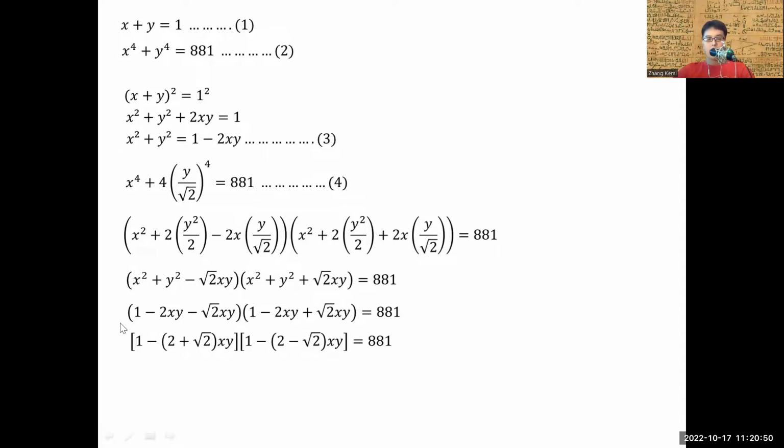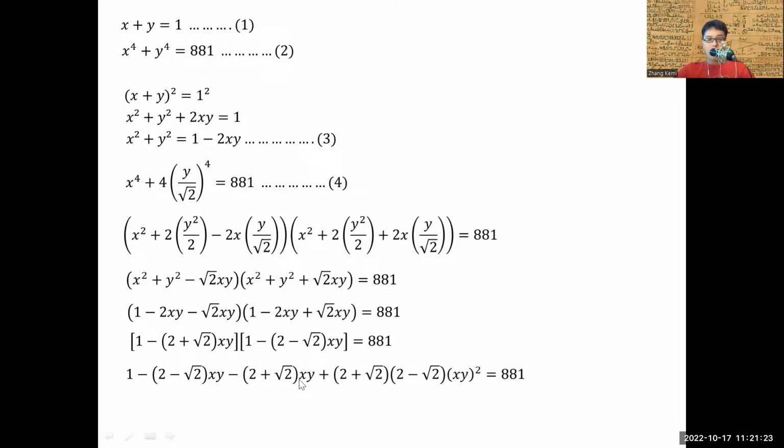And now I'm going to expand these terms. I'm going to multiply all these terms together. Thus, what do I get? I have 1. 1 multiplied by 1 is 1. And 1 multiplied by −(2 − √2)xy is −(2 − √2)xy. Over here I multiply again, it will be −(2 + √2)xy, because multiplied by 1, it is itself. And there's a negative sign over here.